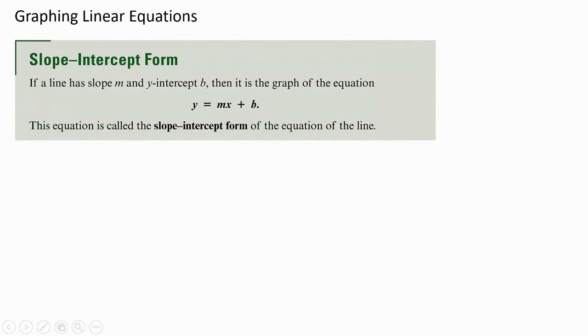Okay, now this is a formula here, the slope-intercept form. If a line has a slope m and the y-intercept b, then its graph of the equation is y equals mx plus b. This is called the slope-intercept form of the equation of the line. So m is my slope, and b is the y-intercept. That's what this definition means. That's really simplifying it. The b, or the y-intercept, is a starting point when graphing, and you start at 0, b. So whatever the b is going to be, 0, b, that's the y-intercept.